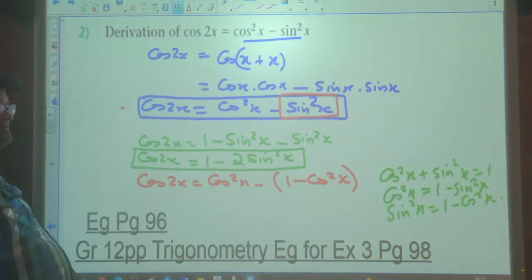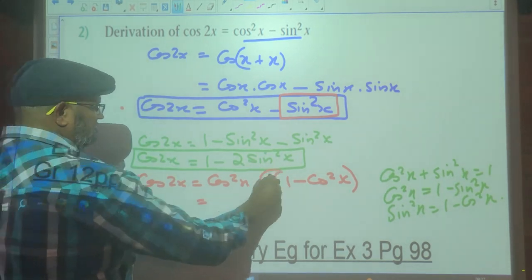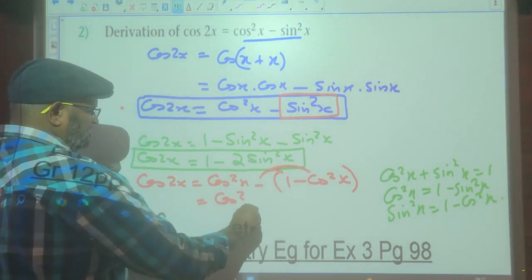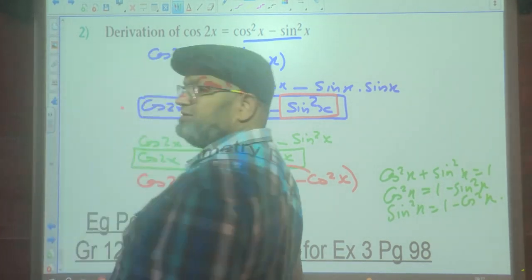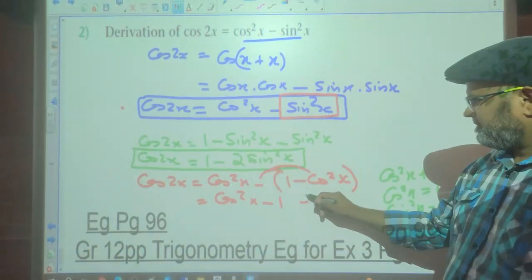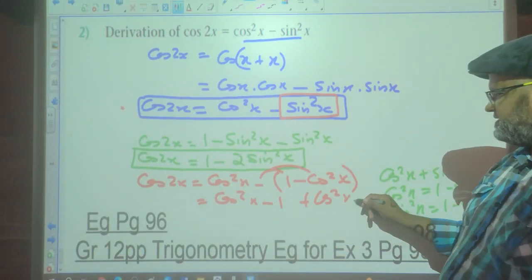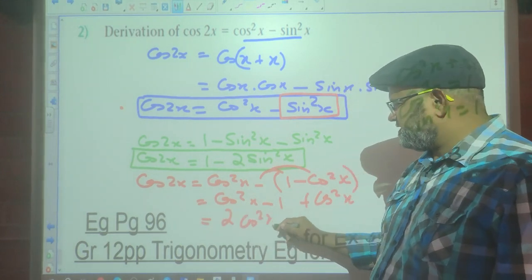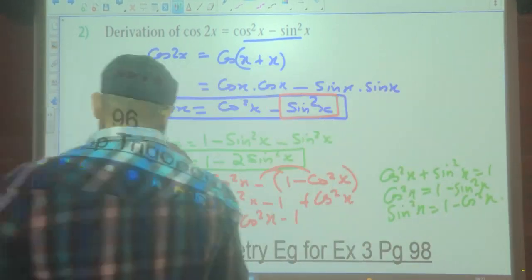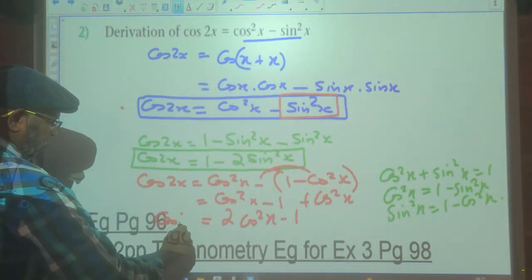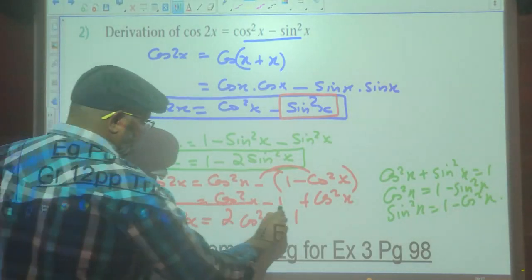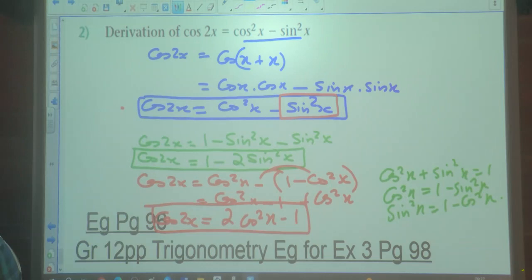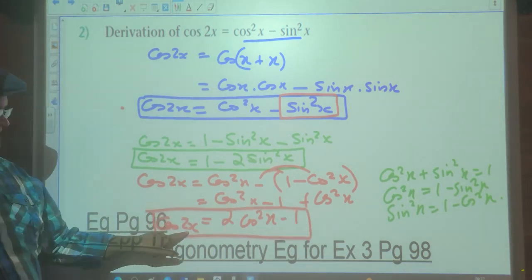What do we do now? Multiply, get rid of the brackets. So it's cos squared x minus 1 plus cos squared x, which is 2 cos squared x minus 1. And this is cos 2x. There's another formula. Okay.